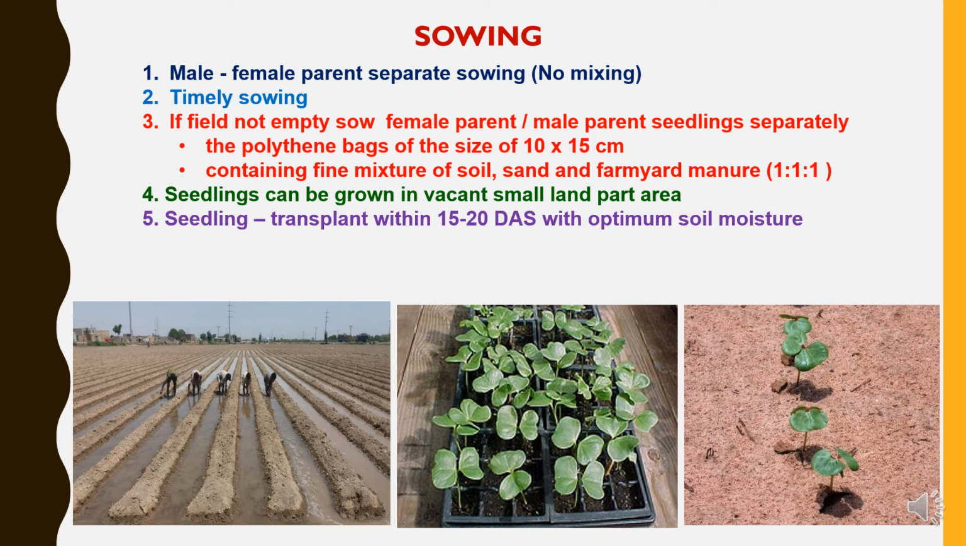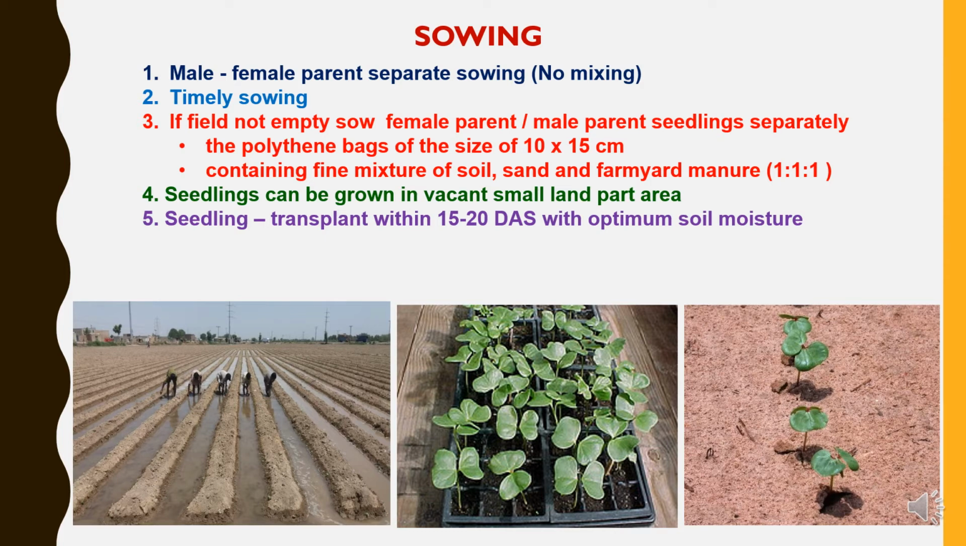While sowing, we have to take precautions. The fields should be well prepared, well pulverized, and while sowing, the male and female parents should be sown separately. There should be no chances of mixing, and we have to follow timely sowing under a suitable window period. If the field is not vacant, then we can grow female and male parents as seedlings separately. Polythene bags of size 10 by 15 centimeters can be used, containing fine mixtures of soil, sand and farmyard manure in the ratio of 1 by 1 by 1.